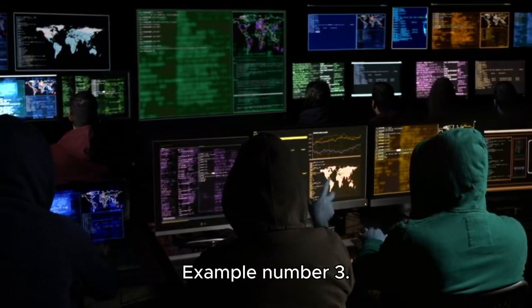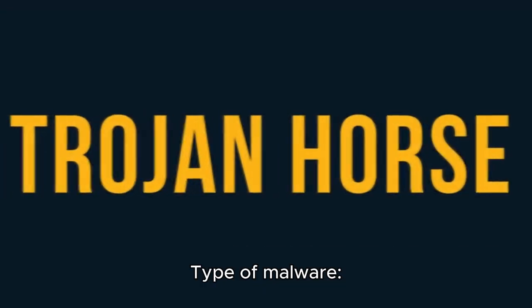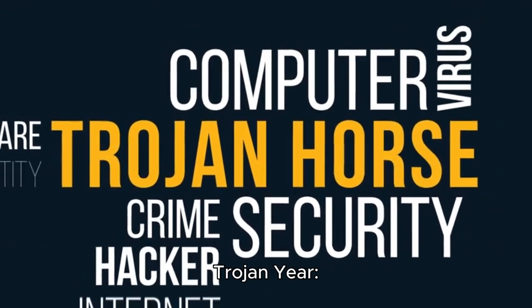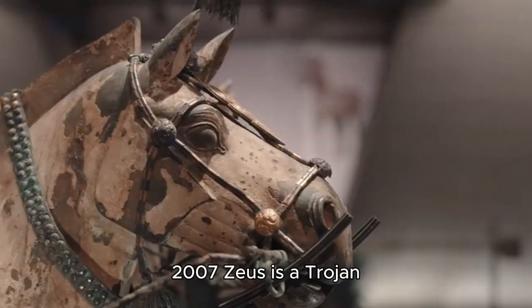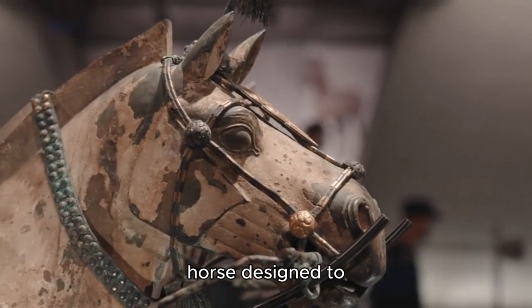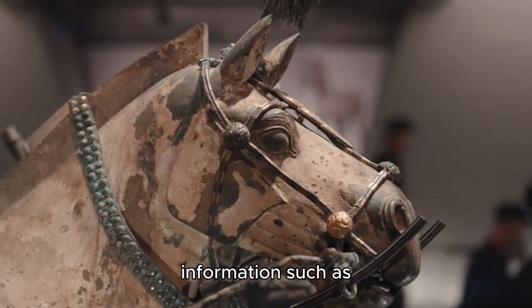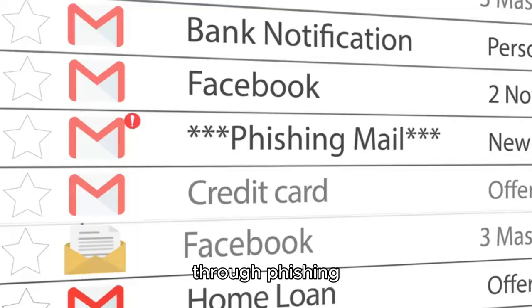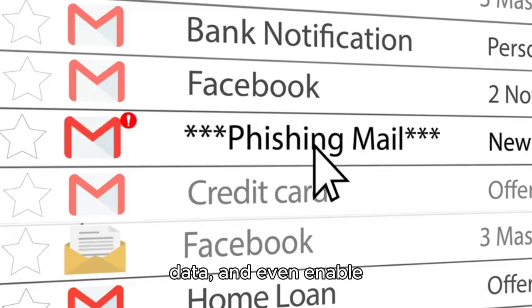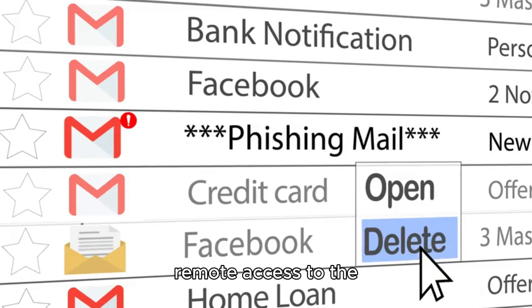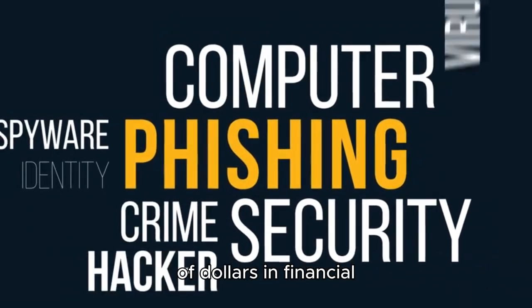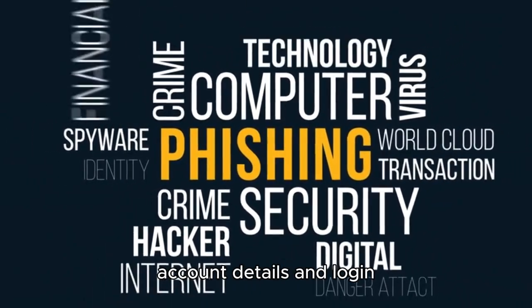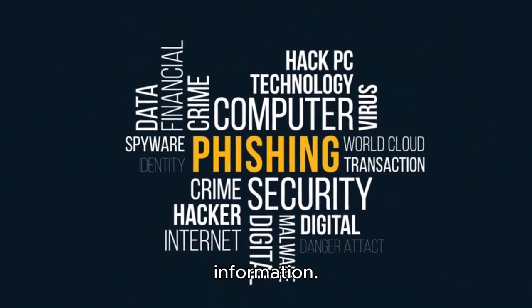Example number 3. Zeus Trojan horse. Type of malware: Trojan. Year: first discovered in 2007. Zeus is a Trojan horse designed to steal sensitive information such as banking credentials. It typically spreads through phishing campaigns and can log keystrokes, capture form data, and even enable remote access to the victim's machine. Impact: responsible for millions of dollars in financial fraud by stealing bank account details and login information.